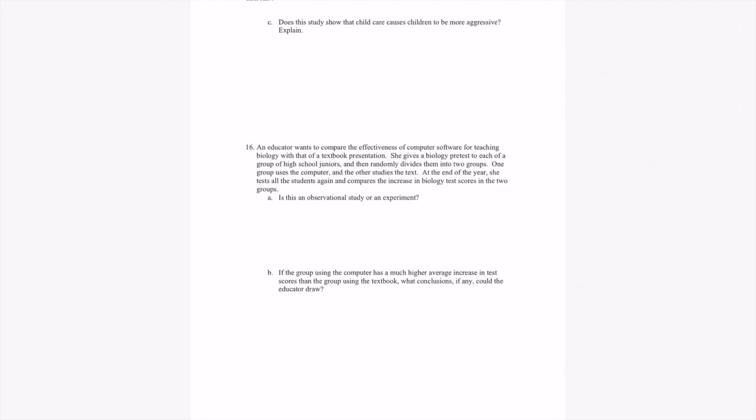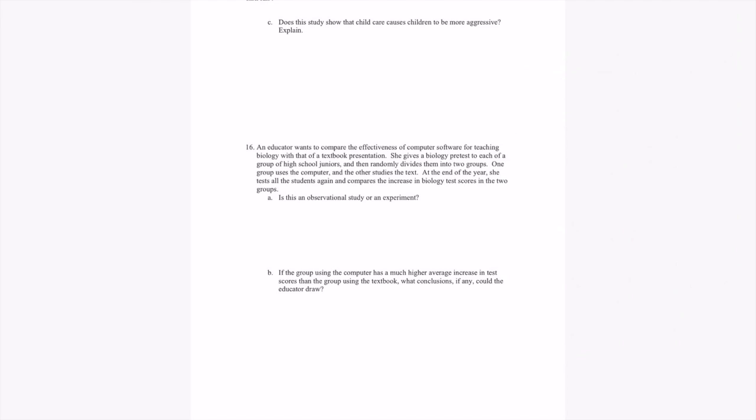And then we're going to look at number 16 as well. An educator wants to compare the effectiveness of computer software for teaching biology with that of a textbook presentation. She gives a biology pretest to each of the group of high school juniors and then randomly divides them into 2 groups. One group uses the computer and the other studies the text. At the end of the year, she tests all of the students again and compares the increase in biology test scores for each group. And what do we look at in the case of this problem? So is this an observational study or an experiment?